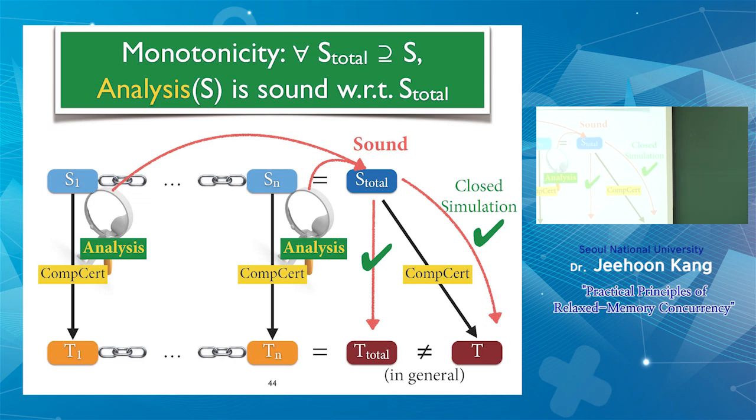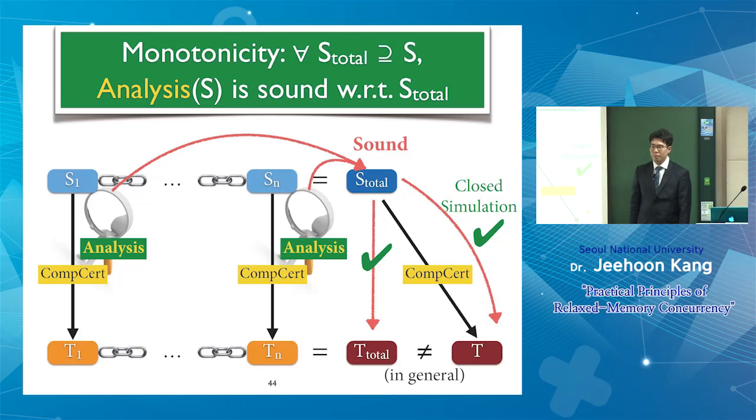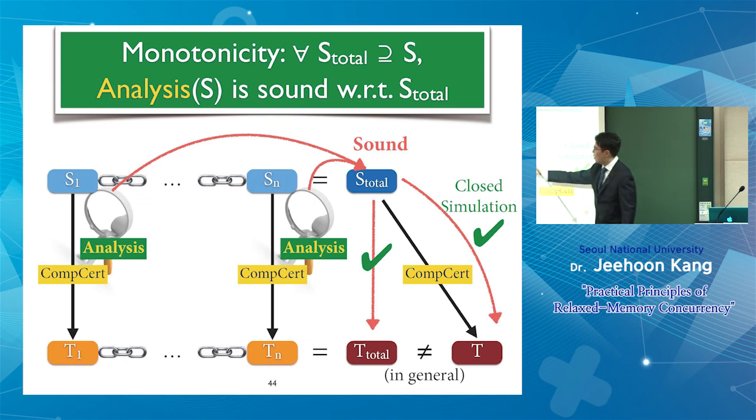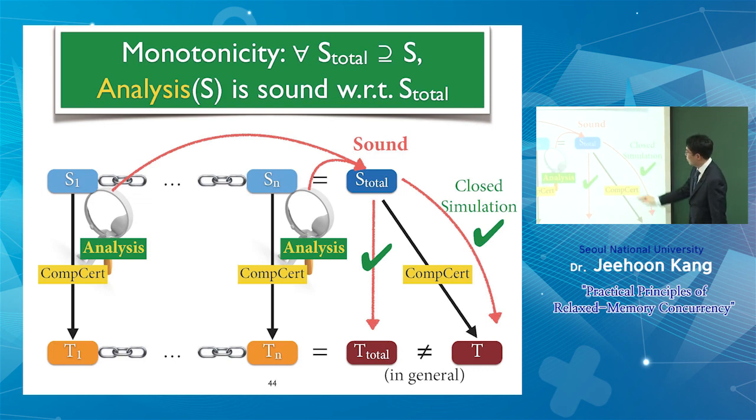And you said that T total and T may not be equal, meaning that their textual equivalence is not equal, but their observational behavior should be the same, right? No, they can be different. They may behave differently? Yeah, right. What are the differences then? You compile separately for partial programs and then link together here. Here, you first link together and then compile. So in general, it can be different.